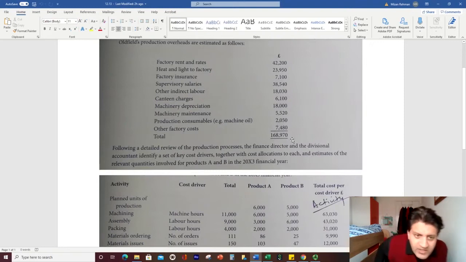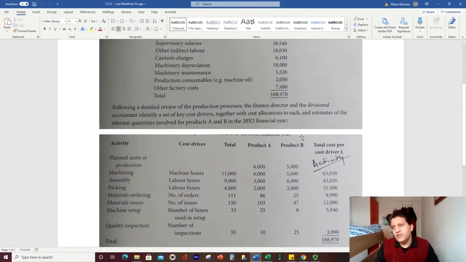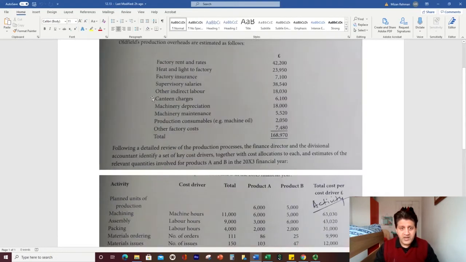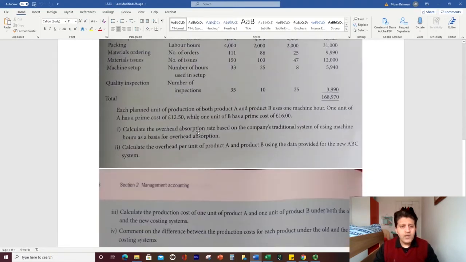So these are the two different ways of accumulating the cost together. We have seen the same thing in another activity, where we have seen overheads given like this and not like that. What is the next? Each planned unit of production of both products A and B uses 1 machine hour.